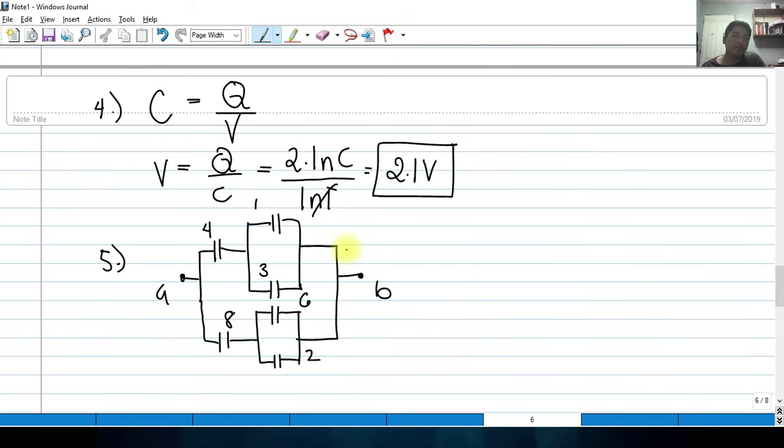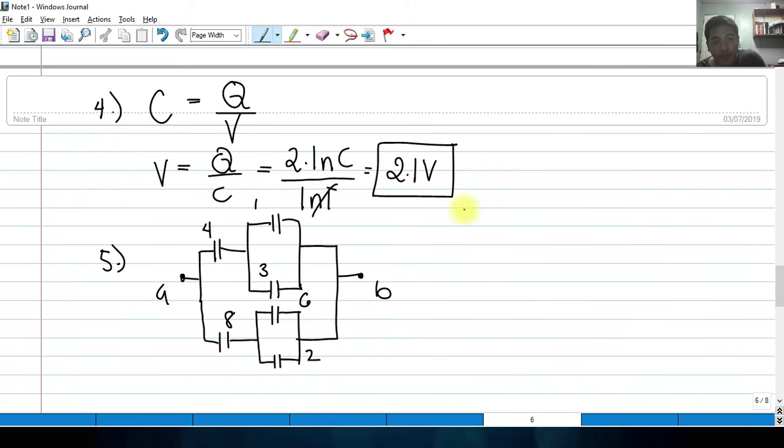So first thing to do: what will be the total capacitance measured by your voltmeter or by your multimeter? If you put the positive probe here and the negative probe here, what would be the measured total capacitance? Well, we all know that we can simplify these capacitors into a single capacitor. So what would be that capacitance?